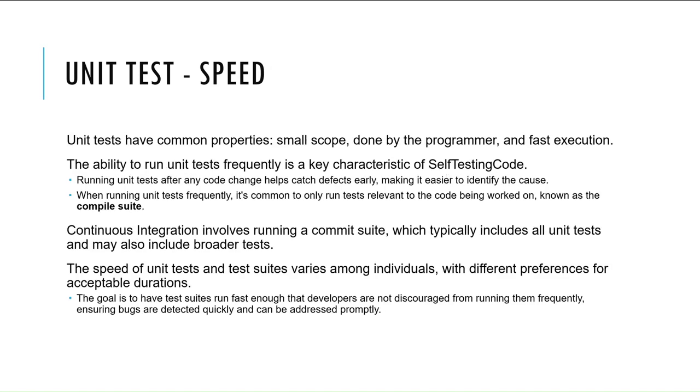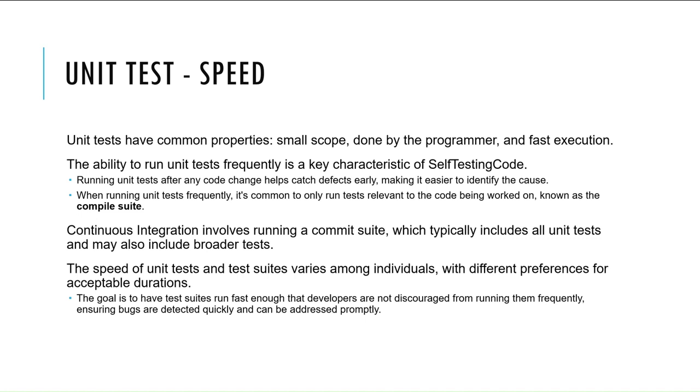Now, let's discuss speed in regards to unit testing. Unit tests have common properties: small scope, done by the programmer, and fast execution. The ability to run unit tests frequently is a key characteristic of self-testing code. Running unit tests after any code change helps catch defects early, making it easier to identify the cause.